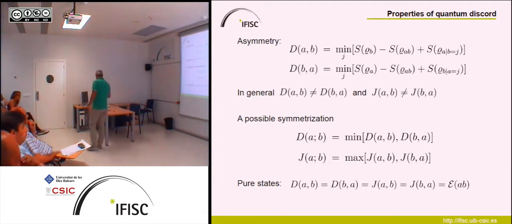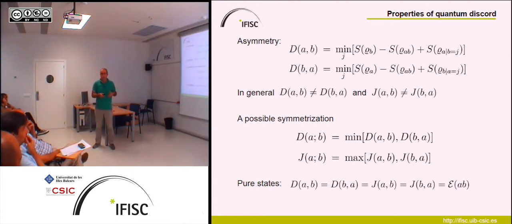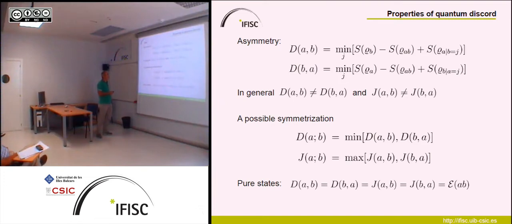An important property of the quantum discord and of the classical correlation is that they are not symmetric with respect to the exchange of the parties. If you measure party A, you can modify the system in a way different from the way you can modify it by measuring party B. This means that these two quantities are in general different. In general, D is not symmetric and J is not symmetric. A way I will use later to symmetrize is to take the minimum between the two values of the discord and the maximum between the two values of the classical correlations.